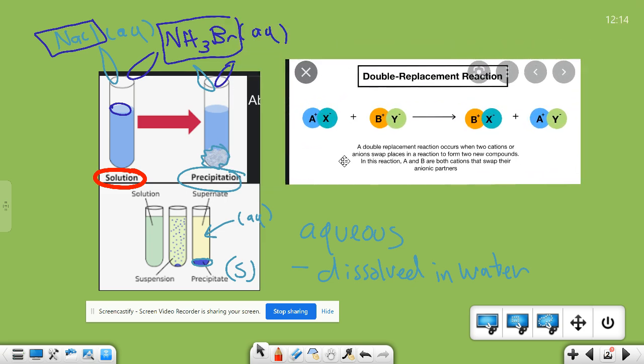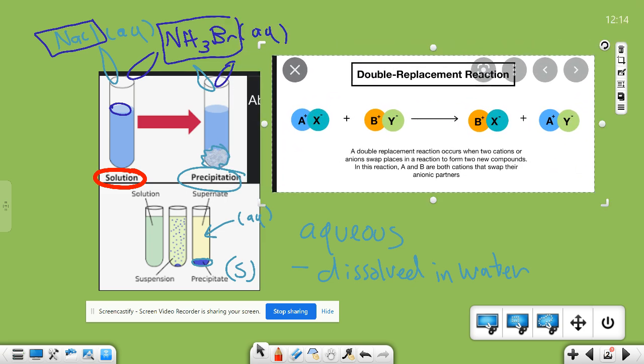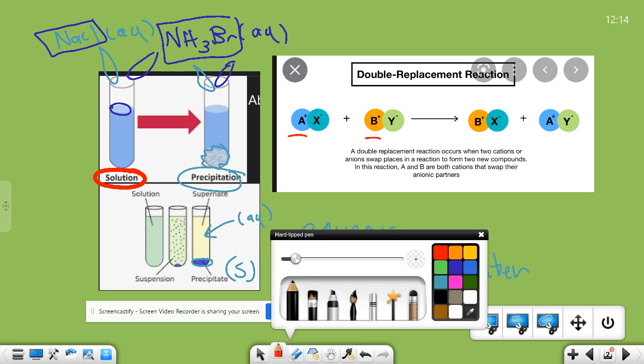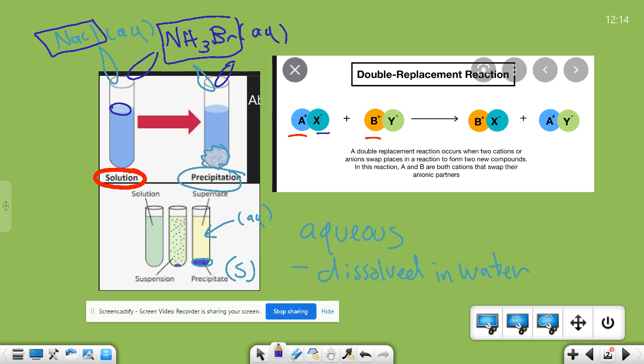So a double replacement reaction occurs when we have two cations, which are positive ions, swap their anions, which are the negative ones. These right here swap, and then they basically reform partners. Again, a double replacement reaction occurs when two cations or anions swap places in a reaction to form two new compounds. In this reaction, A and B are both cations, and they swap their anionic partners.